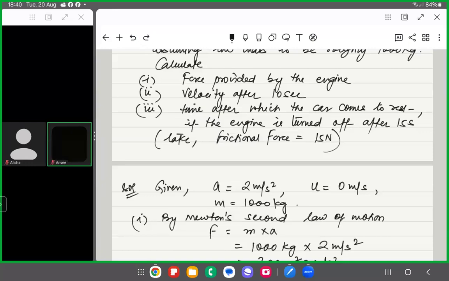First law of Newton, right? The first law of Newton says that if a body is moving, then it keeps on moving, and if it is at rest, it will stay at rest until and unless an external force is applied on it. This frictional force is that external force, which is applied in the direction opposite to the motion, and because of this, the car will come to rest after some time. So we have to find out that time.